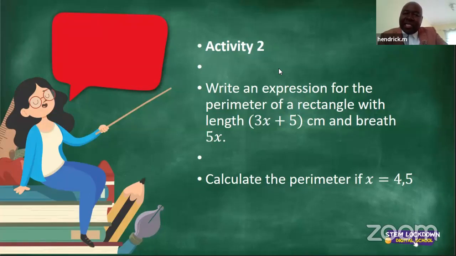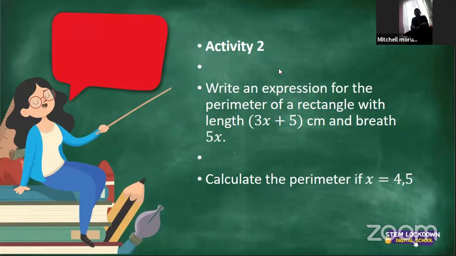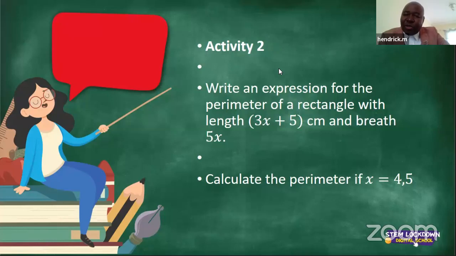I said that the perimeter is the distance around the edge of a shape. It goes hand in glove with the area of a rectangle. How many sides does a rectangle have? 4 sides, isn't it? So there are 4 sides of a rectangle. And you've got 2 times breadth. So that is basically what I want you to do. Write the expression. Can we carry on? Yes, sir. Right. Without any waste of time, calculate the perimeter as well, which is 4.5.